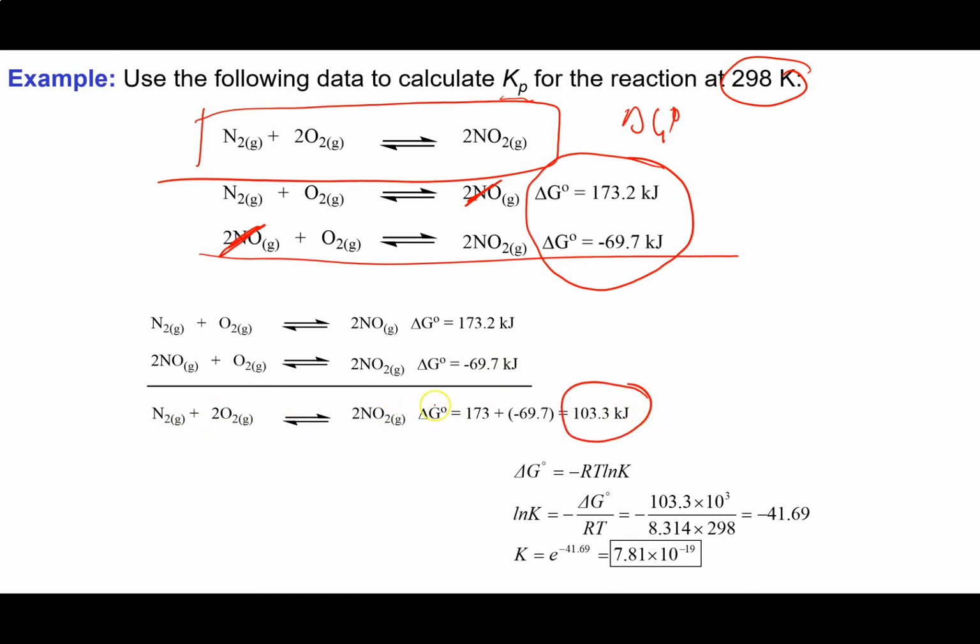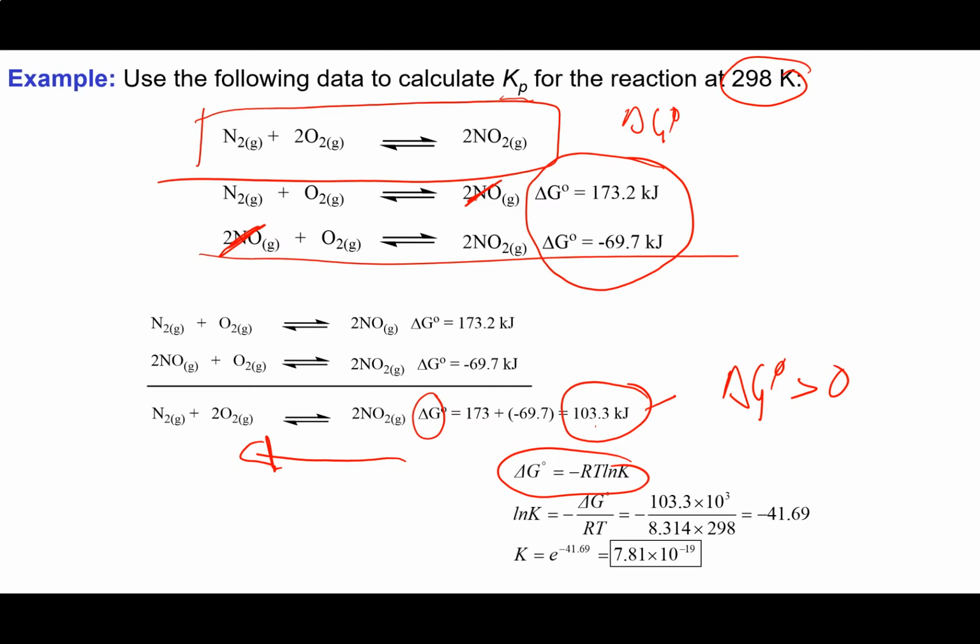Once I've got the delta G naught, I can use my little formula here and I can turn it into a K. Now this is a very big positive delta G naught. So delta G naught here is greater than 0. What that tells me is that this reaction is going to favor the left-hand side. It doesn't really produce many products. It's a non-spontaneous reaction because this is a positive number.